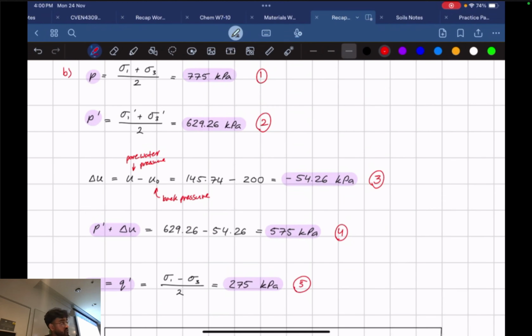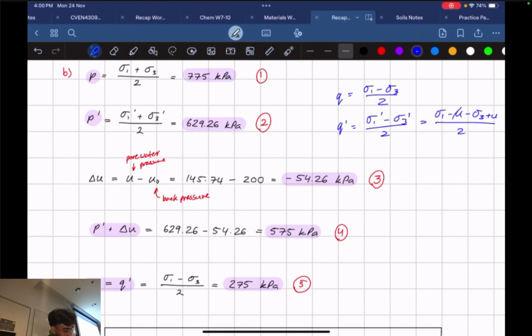So Q is on the vertical axis, and P dash is on the horizontal axis. One thing to also note is that your Q is equal to your Q dash. And the reason for that is pretty simple, because Q is going to be equal to sigma 1 minus sigma 3 on 2. Q dash is going to be sigma 1 dash minus sigma 3 dash over 2. When you break this down, you get sigma 1 minus U minus sigma 3 plus U over 2, which cancels out, so you get the same over 2. Cheeky little derivation, but don't worry about it.